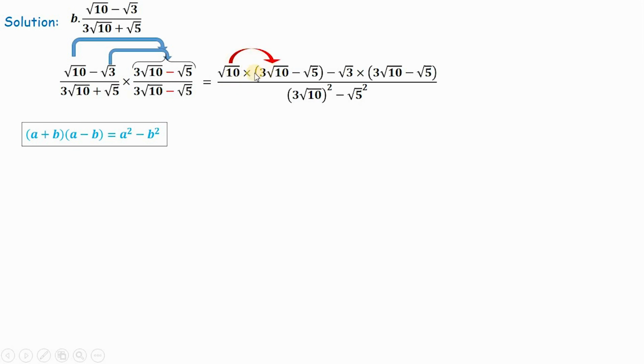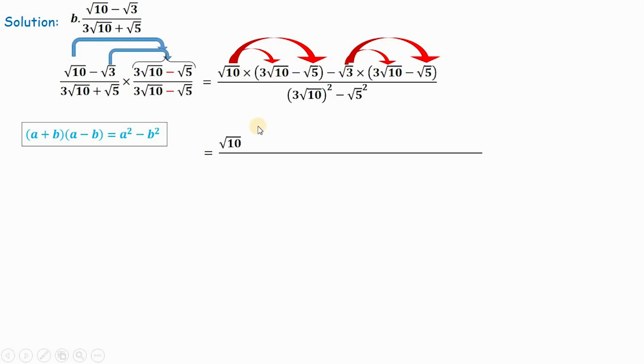So root 10 should multiply 3 root of 10, and root 10 should also multiply with square root of 5. Similarly, this minus root 3 should multiply with 3 root 10, and this minus root 3 should multiply with minus square root of 5. So here we get root 10 into 3 root of 10. Now here root 10 is plus, so plus into minus is minus, root 10 into square root of 5. So minus into plus is minus, root 3 into 3 root of 10, and minus into minus is plus. Now here, very important, the multiplication of the signs. Minus into minus is plus, so root 3 into root 5.